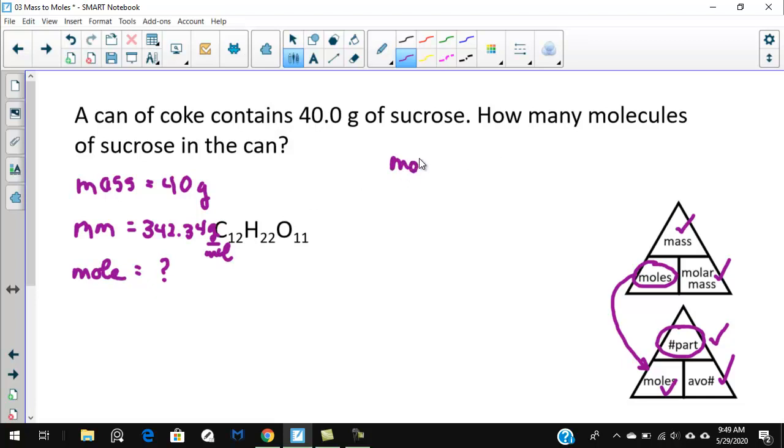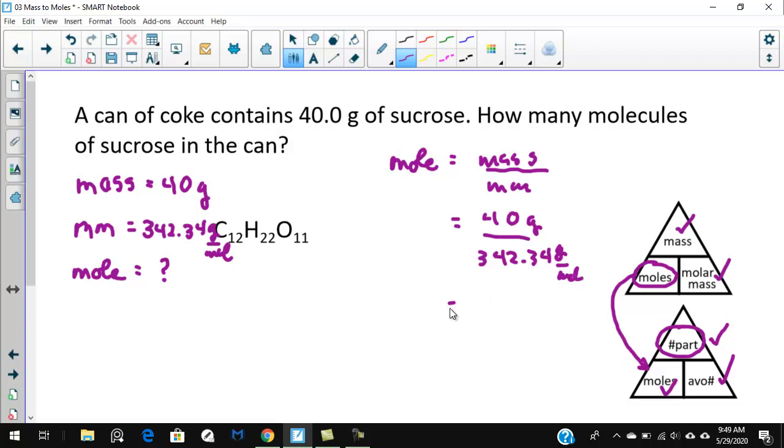So moles, again, equals mass over molar mass, equals 40 grams divided by 342.34 grams per mole, equals 0.12 moles. So that's how much sucrose we have. We have 0.12 moles of sucrose. Okay? So that gets it into moles, which is a way of measuring particles, but the question would actually now like to know how many molecules are in that many moles.